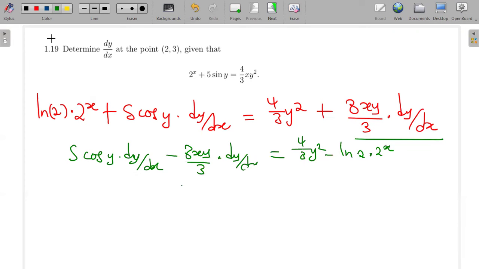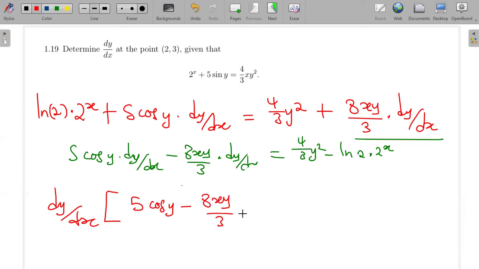Now on the left side, we're going to factorize the dy/dx. So what do we remain with? We remain with 5 cos y minus 8xy/3. And then on the other side, we just have 4/3 y squared minus ln 2 multiplied by 2 to the power x.